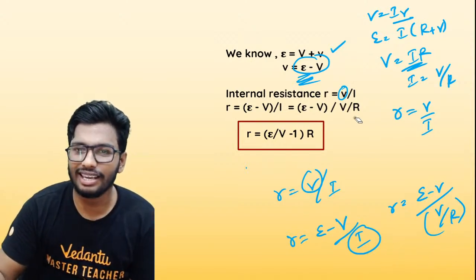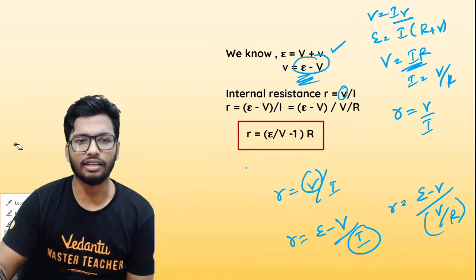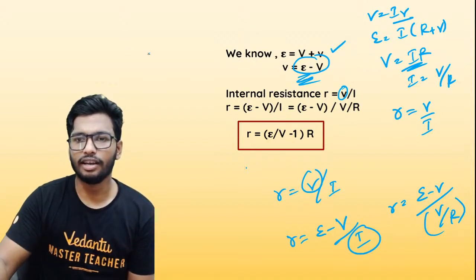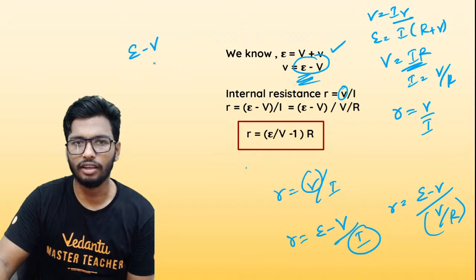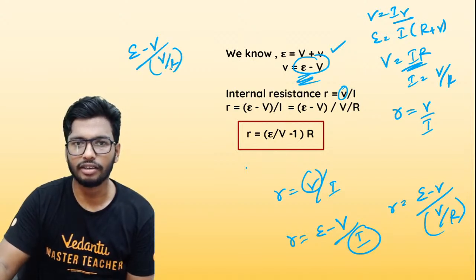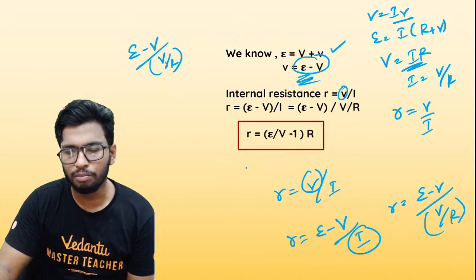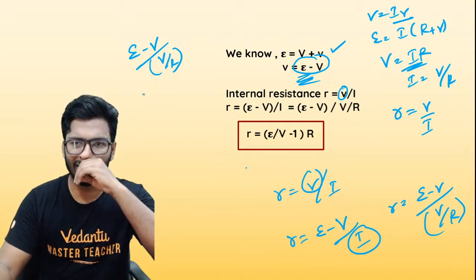So yeah, guys, if you just rearrange the equation, what will you get? One second. Now, let me just write this over here. So what will you get? Epsilon minus V whole divided by V divided by R is what you're going to get. All right, so divide both these equations individually. What will you get?